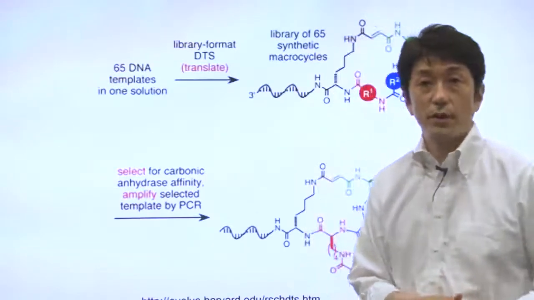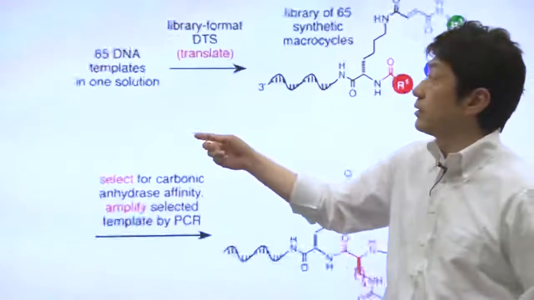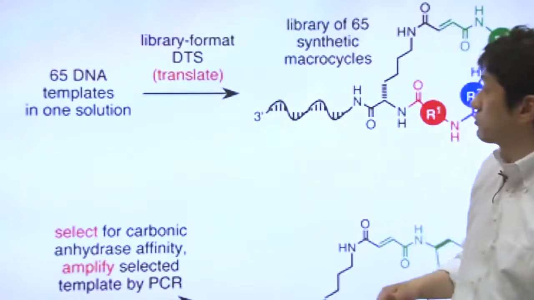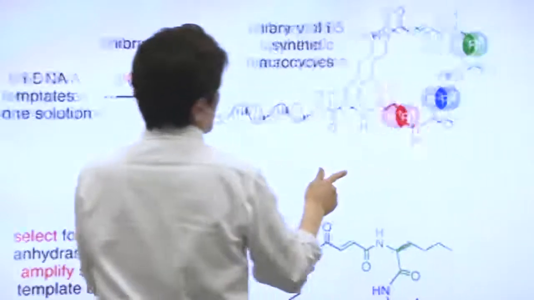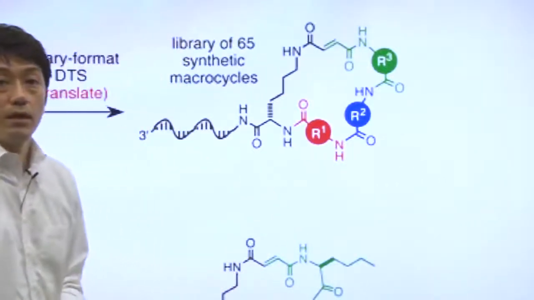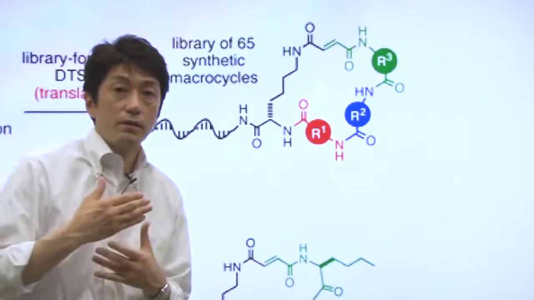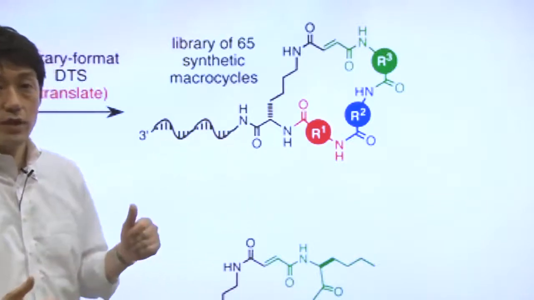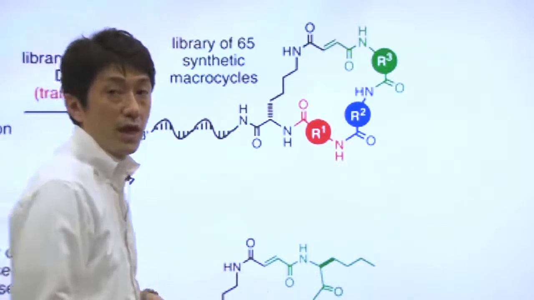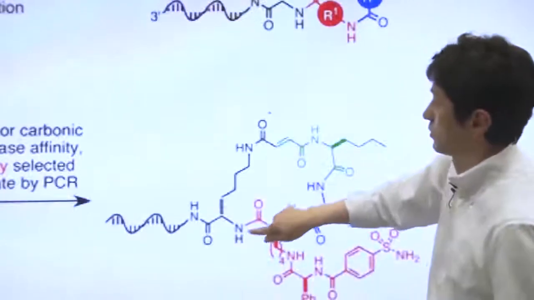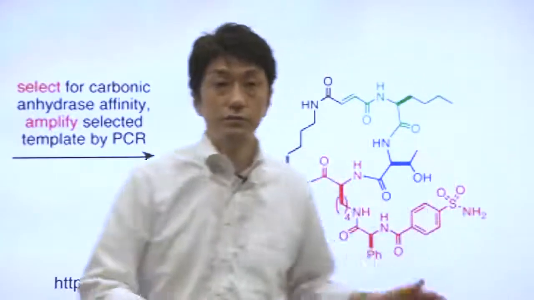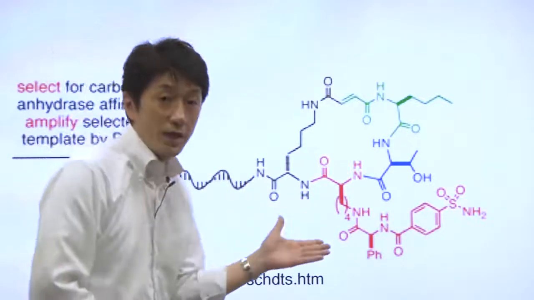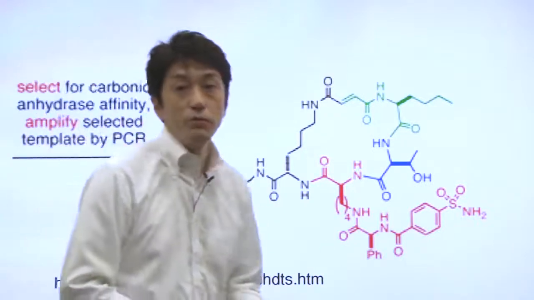As a proof of the concept, they synthesized 65 synthetic macrocyclic molecules, shown here. They then selected and amplified the active molecules. The experiments led to the identification of this molecule as a selective binder of carbonic anhydrase. This technology may be useful for drug discovery.